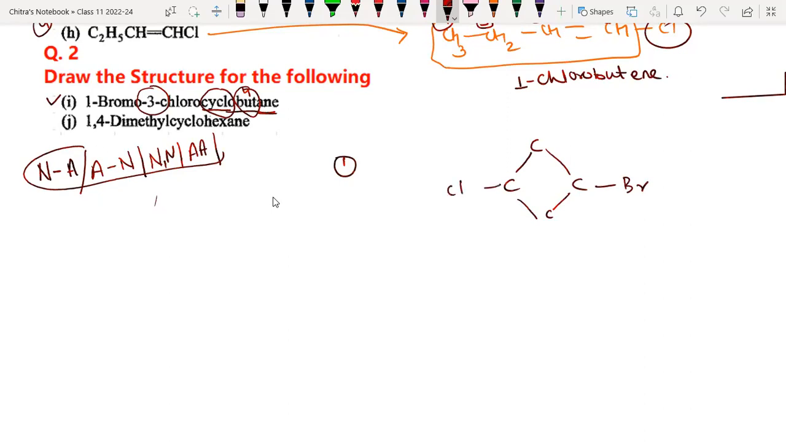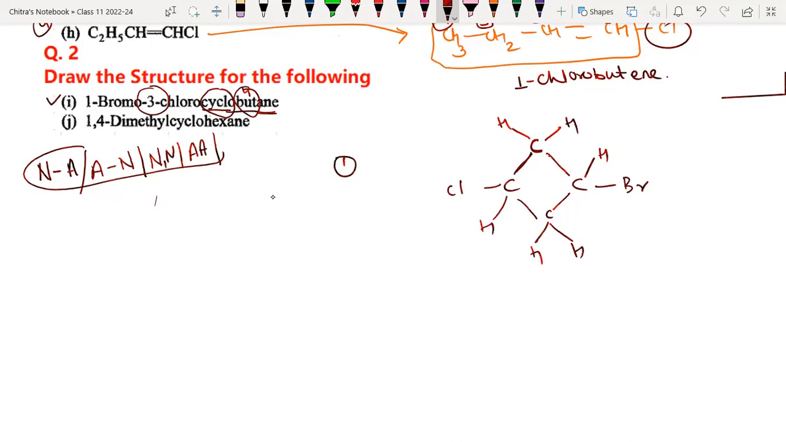Now just fulfill all the valencies of the carbon by providing hydrogen to them. See here, that particular carbon has only 2 bonds, so 2 valencies are remaining. So just provide 2 hydrogen like this here. Here, 3 valencies getting fulfilled. So here we have 1 hydrogen, here we have 2 hydrogen, and here we have 1 hydrogen.